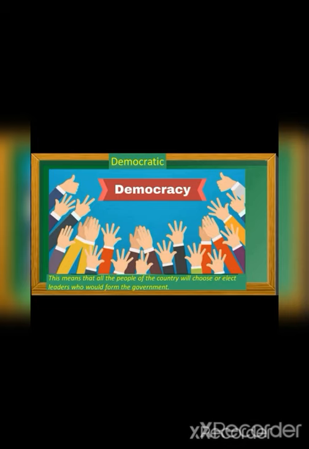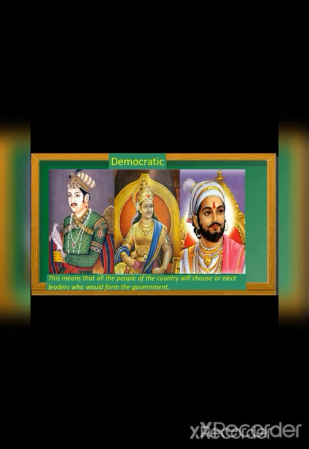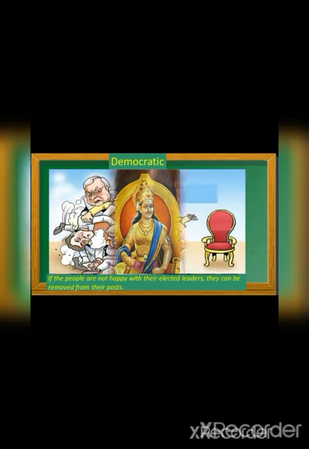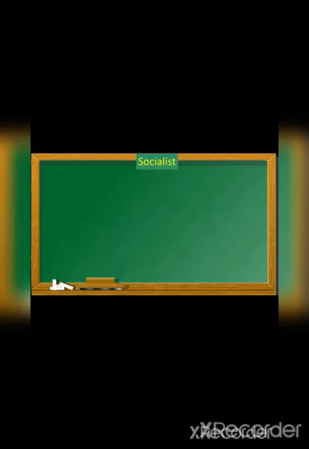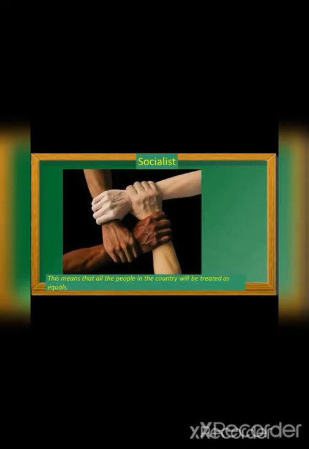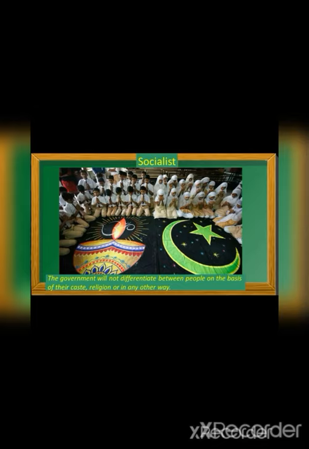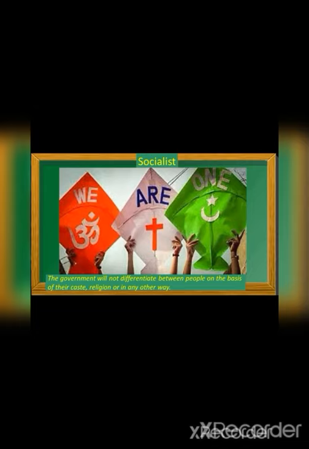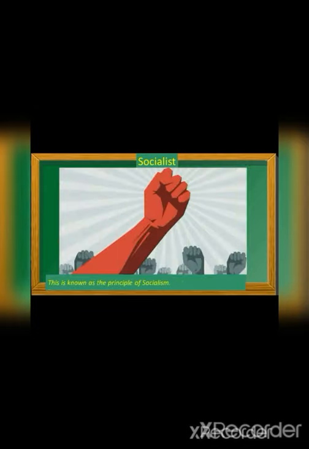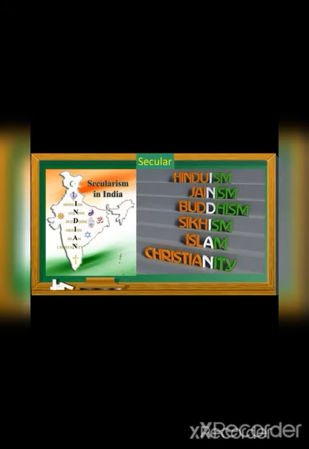Thus, our country is no longer ruled by kings. If the people are not happy with their elected leaders, they can be removed from their posts. Socialist. This means that all the people in the country will be treated as equals. The government will not differentiate between people on the basis of their caste, religion or in any other way. This is known as the principle of socialism.